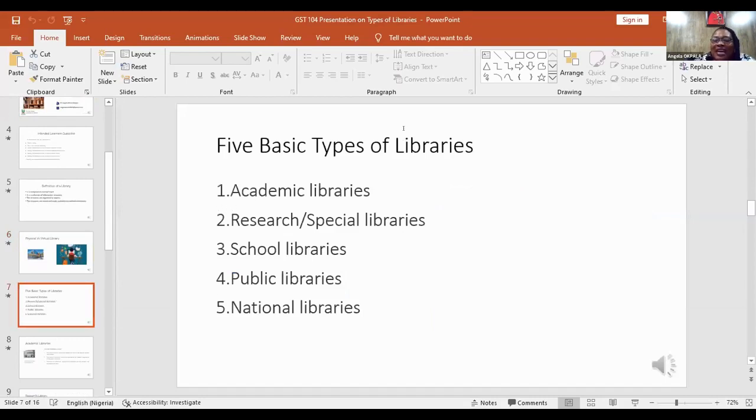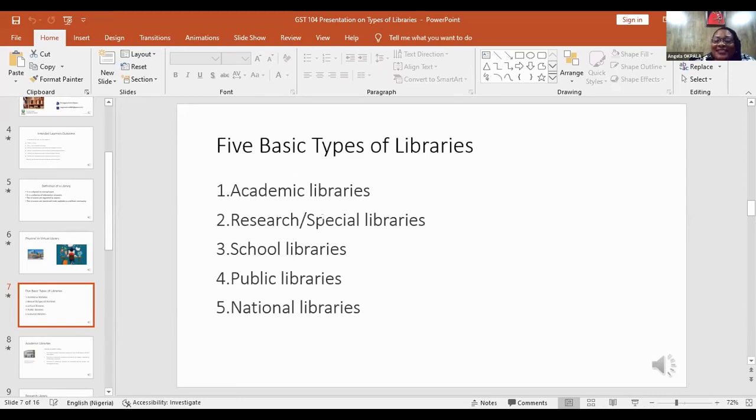Now we are going to be looking at the different types of libraries. What are the different types of libraries? Basically, there are five types. I'm sure some of us have read this. If we can actually answer these questions: we have academic libraries, the research or special libraries, the school libraries, the public libraries, and the national libraries.